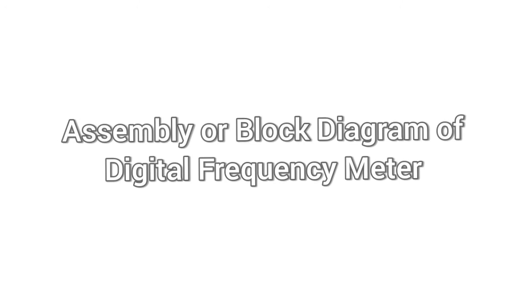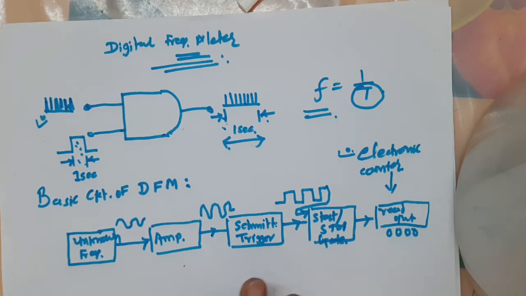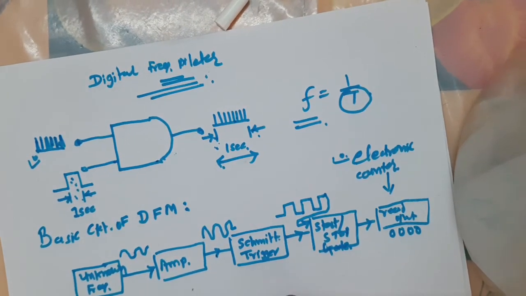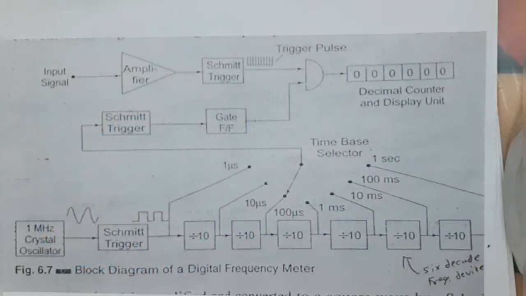Assembly or block diagram of a digital frequency meter. The block diagram, we can see in this way. In this assembly, the output is given, the input is the same, the construction is the same, but the block diagram is different. We can see it next. See, this is nothing but the block diagram of a digital frequency meter. Here this assembly consisting of two flip-flops and two gates is called the gate control flip-flop.